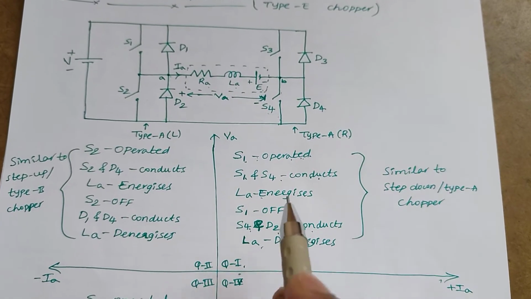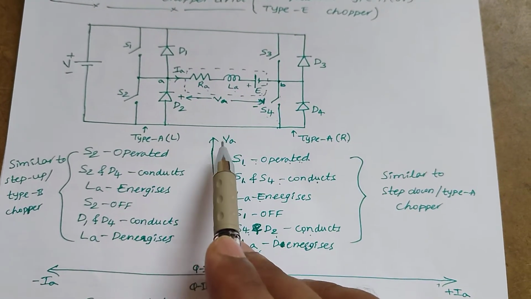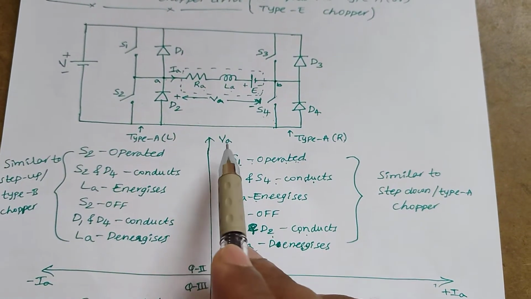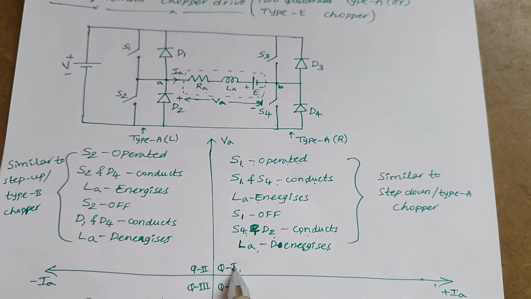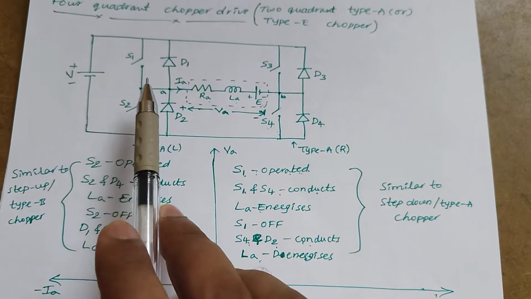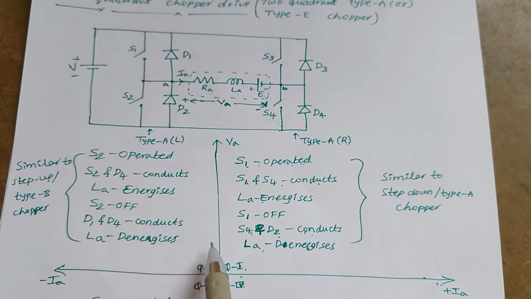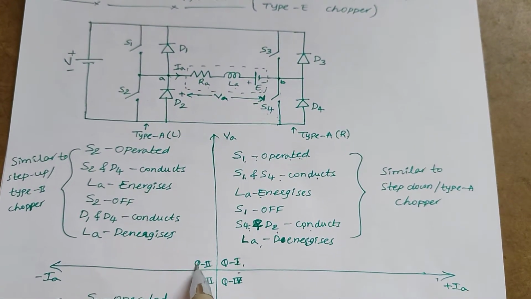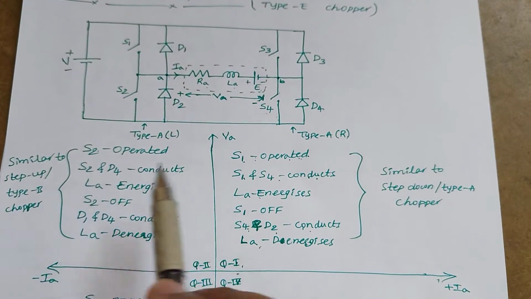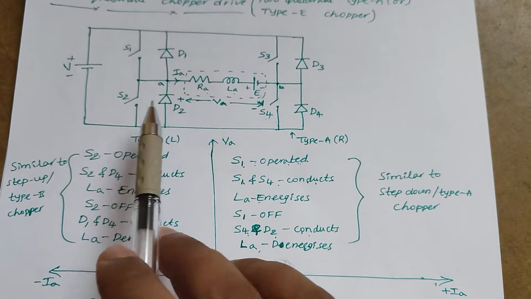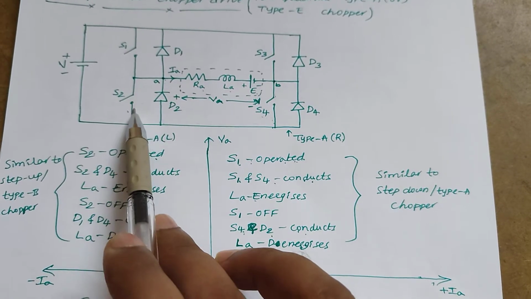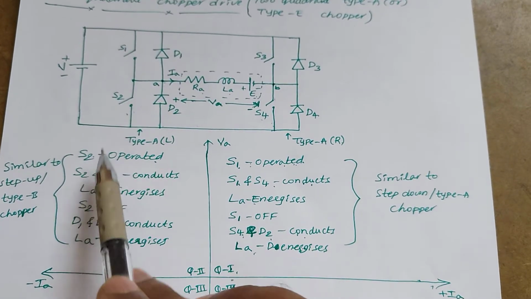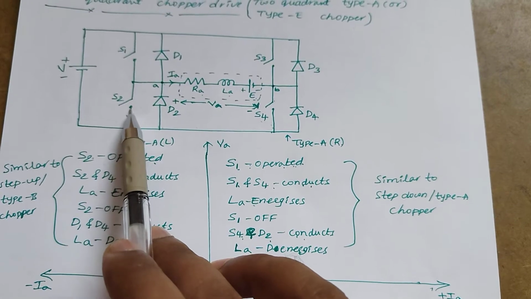With that we can get the positive voltage or 0 voltage, that is VA is always greater than or equal to 0 with positive current. That is the first quadrant converter. Next, when switch S2 is operated, we will get the second quadrant operation. When S2 is operated, S2 along with S4 conducts together. We need to turn on S2.